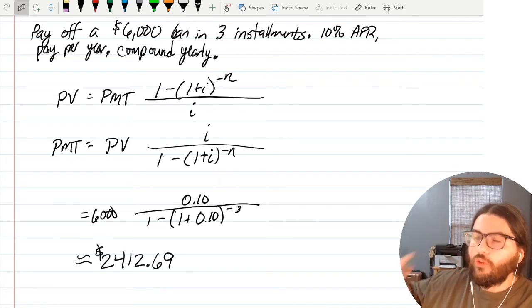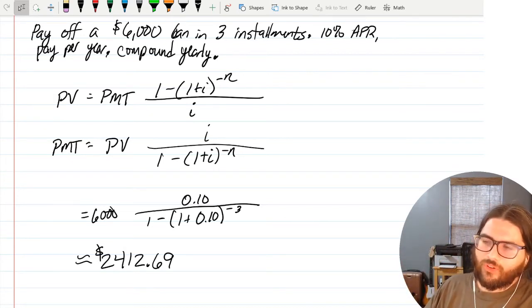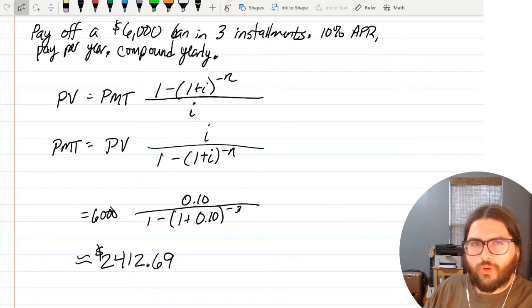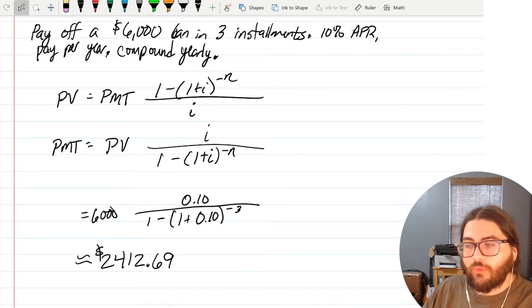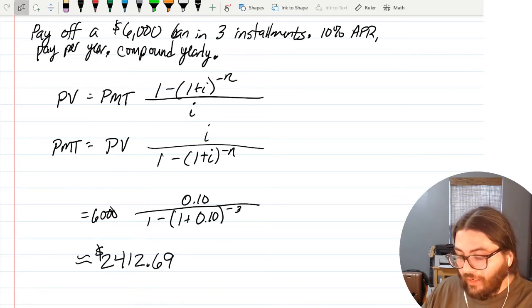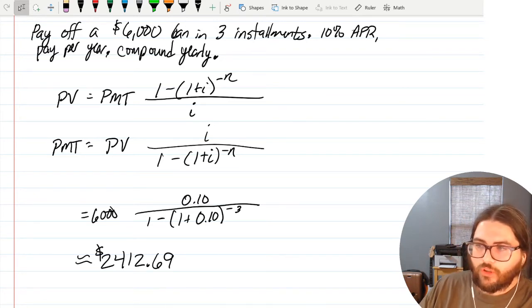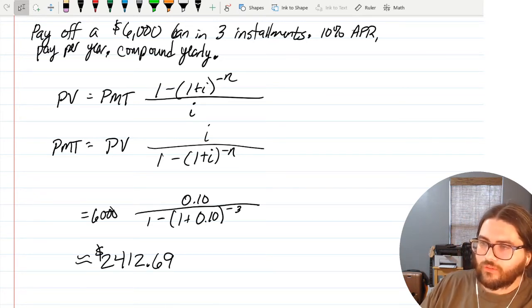So I use that 0% interest just as a reference point to make sure at least I'm not completely crazy. The actual payment we calculated was more than that. And I guess rightly so, because there's $400 extra worth of interest here.